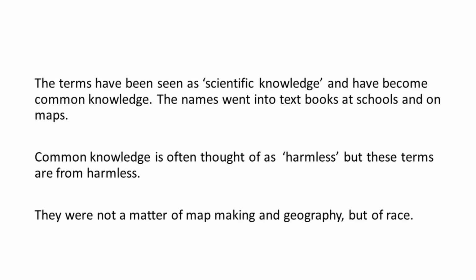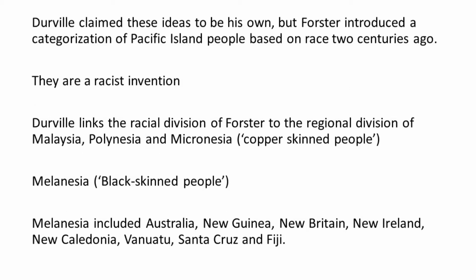They've had huge impact. They were not a matter of map making and geography, but the actual terms are also a qualification, a categorization of race based on fairer skin, darker skin. So D'Urville claimed these ideas to be his own, but Forster introduced the categorization of Pacific Island people based on race 2 centuries before him. So they are a racist invention. And D'Urville links the racial division of Forster to the regional division of Malaysia, Polynesia, Micronesia. And he refers to them as the copper-skinned people, and Melanesia as the black-skinned people.